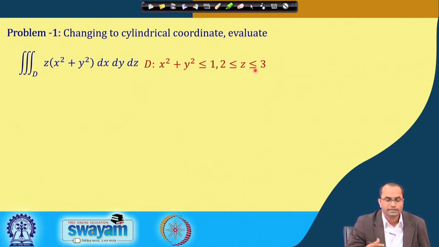So, the z coordinates are directly given, that z varies from 2 to 3, and then we have this circular disk here in the xy plane, x square plus y square less than equal to 1. So, this is a cylinder here with radius 1, circular cylinder with radius 1, and it varies in the direction of this z from 2 to 3.